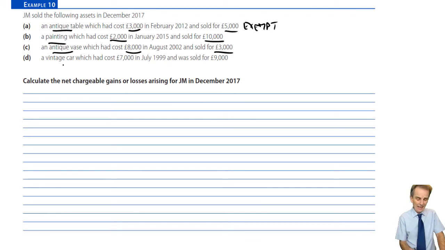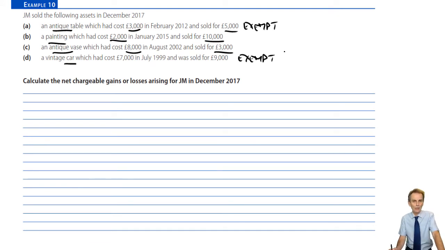And then car, go no further. Doesn't matter whether it's a vintage car, doesn't matter whether it's a more recent car, a car is exempt. Don't have to worry about the chattels rule, cars are exempt, end of story. Whether vintage or otherwise doesn't matter. So that too is exempt. Hopefully the calculations on B and C you're able to do. You can see the answer at the back. Do please make sure that you've reviewed through that and you're comfortable with those exercises on chattels.